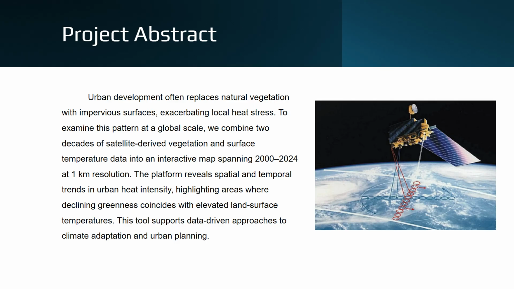The core problem is that urban expansion often removes vegetation, replacing it with impervious surfaces like concrete, which traps more heat. To study this at scale, I built an interactive platform that combines satellite-derived vegetation indices and land surface temperature data. It visualizes global patterns at the monthly resolution and 1 kilometer granularity from 2000 to 2024. The tool reveals both spatial and temporal dynamics, showing where declines in vegetation are driving temperature spikes and aims to help shape future urban cooling interventions.